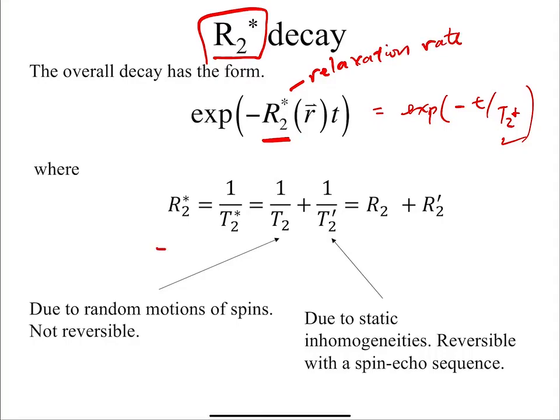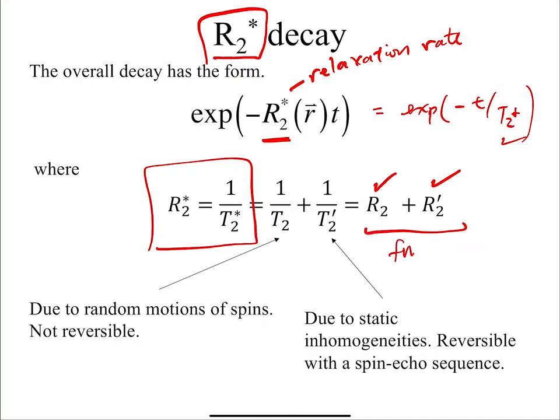Okay, but one is just the inverse of the other. So R2 star is just 1 over T2 star. R2 star is composed of the R2 term, which is related to 1 over T2, and the R2 prime term. fMRI uses both of these terms, but by and large, this is going to be the dominant term for most fMRI. So for gradient echo MRI, this is going to be the dominant term.